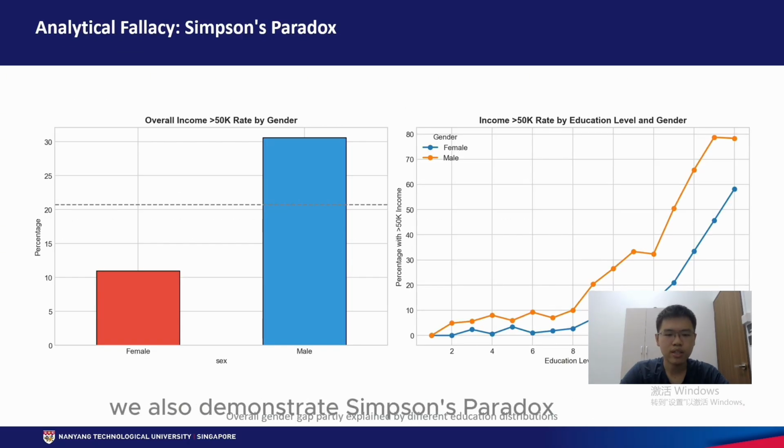We also demonstrate Simpson's paradox, a classical analytic fallacy, where males have higher overall income rates. When we control for education level, the relationship becomes more nuanced. The overall gap is partly explained by different education distributions between genders. This teaches us to always look deeper than aggregate statistics.